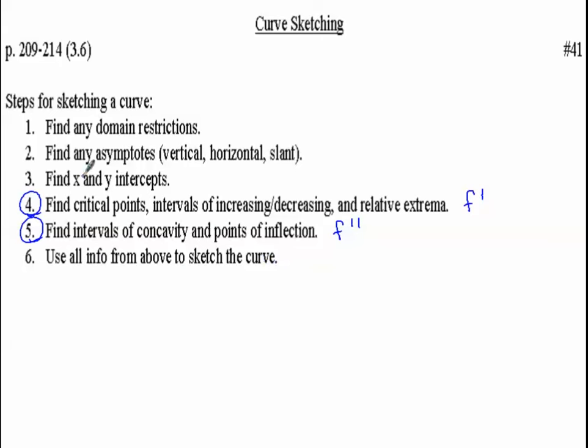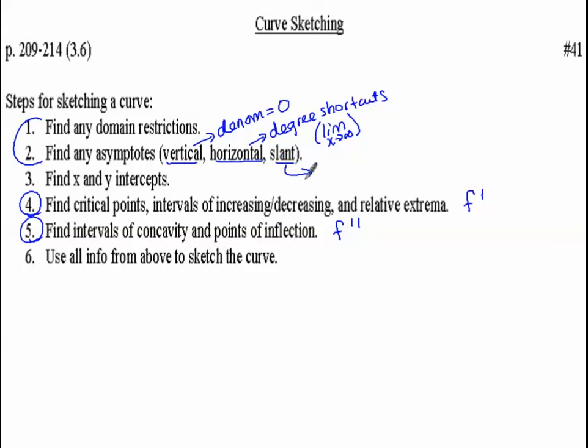Going back to just talk about these, the asymptotes and the domain restrictions usually we do together. Remember, the vertical is where the denominator equals 0. The horizontal, think of our degree shortcuts. Limits can be helpful too, as x approaches infinity. Slant asymptotes you're going to have if there are no horizontal asymptotes and the degree of the numerator is greater by 1 than the degree of the denominator. X and y intercepts, you know where y is 0, where x is 0.